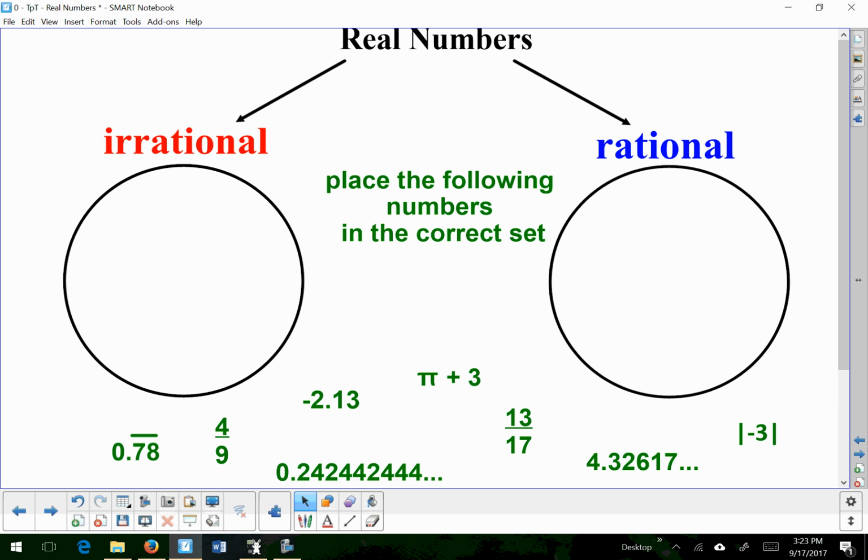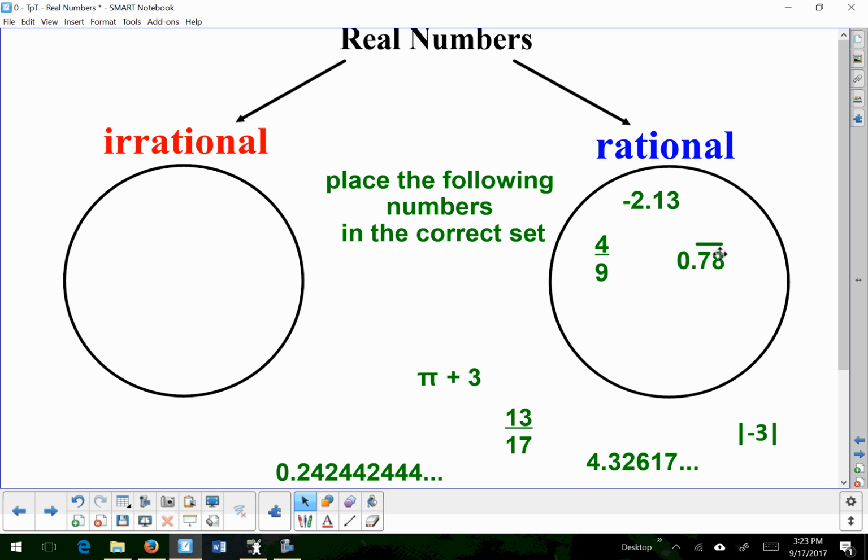All right, so here we go. I've got a negative number, but it is a decimal, and it doesn't go on forever, and it doesn't repeat. It's -2 and 1300ths. That's rational. Now I have 4/9. I don't know what it's equivalent to, but it doesn't matter because it's a ratio, so it's rational. Let's see, I have this decimal 0.78 with a repeating bar over it. So it does go on forever, but I know what's happening next, and it's the same as what happened before.